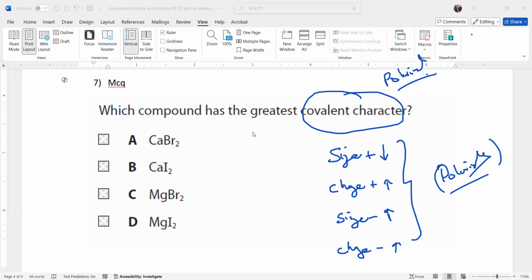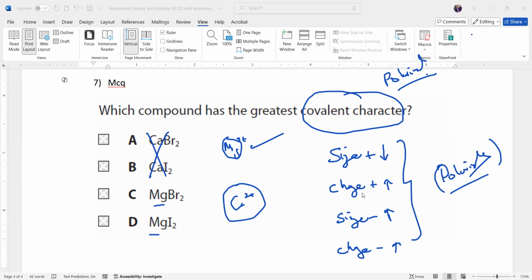So when we compare the size, first the size of the positive ion should be smaller. We have magnesium, which is 2 plus, and we have calcium, also 2 plus. Magnesium is above calcium, so magnesium ion will be smaller. So we ignore calcium; A and B cannot be the answer. So magnesium is smaller. Then we check the negative ion. The charge is the same, so we compare the size. The smaller is magnesium.